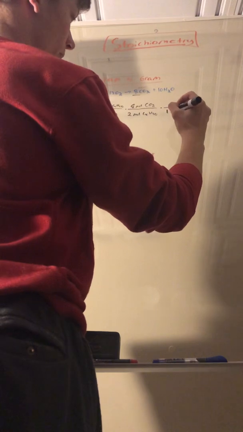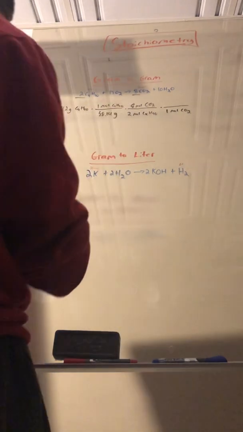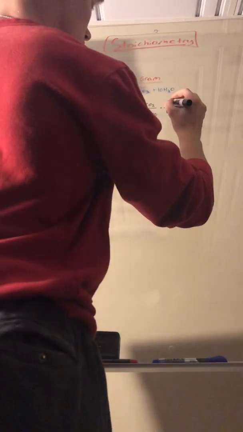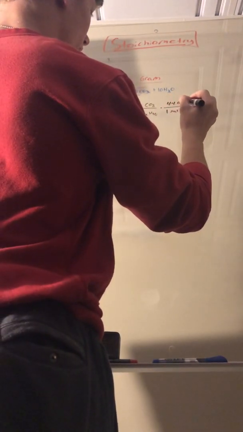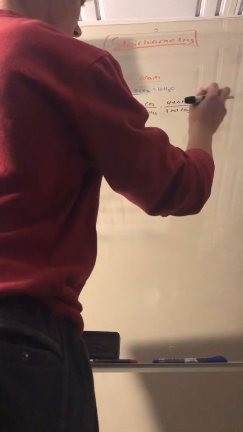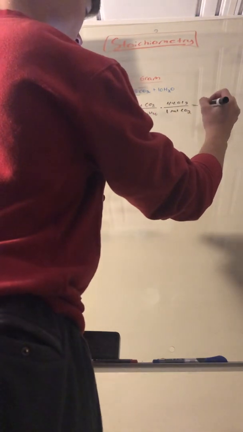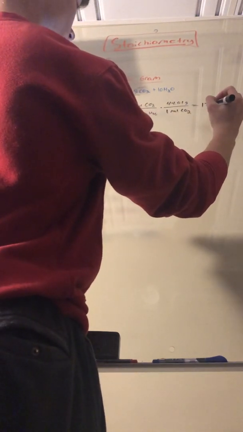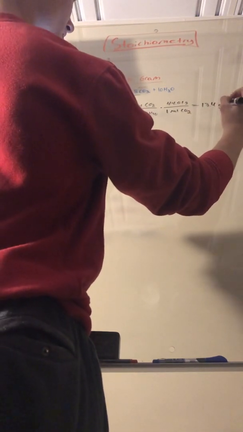And all you do is just one more step. For every 1 mole of CO2, you just find how many grams that is. It should be 44.01 grams. And then multiply across. You get 13.4 grams CO2.